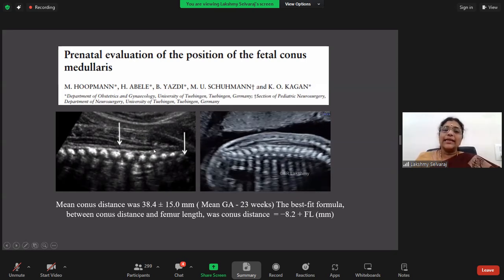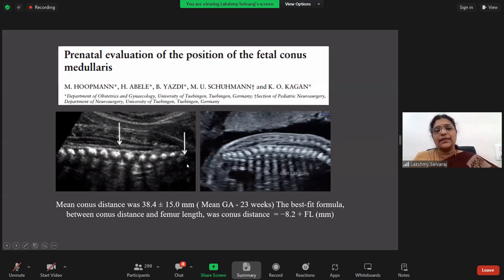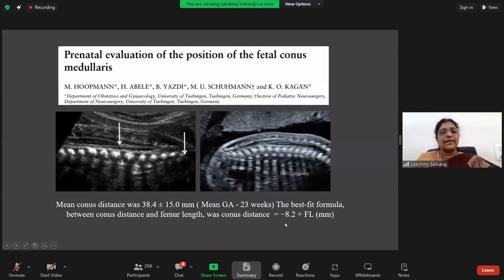And you will see that in tethered cord syndrome, the conus distance will always be lesser than the fifth centile. The best fit formula is the femur length minus 8 millimeters. And this is how you look at the conus and measure the conus distance.